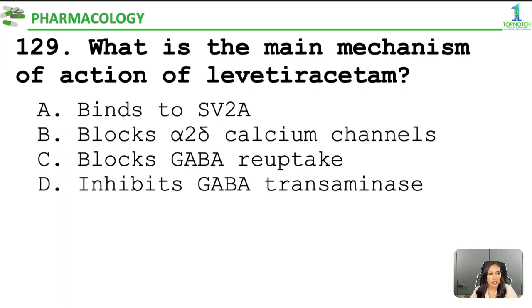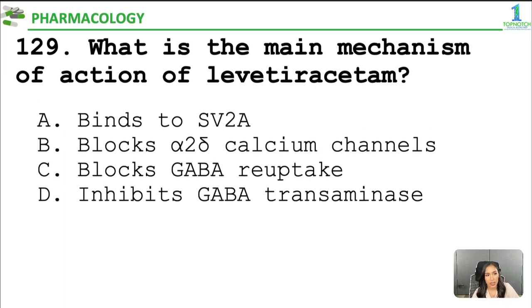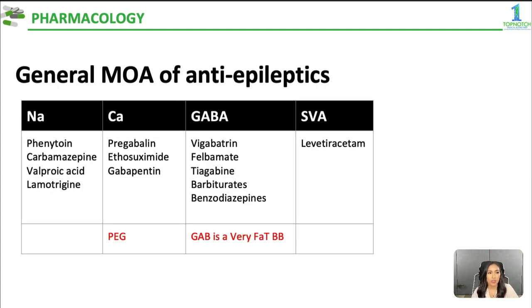129. What is the main mechanism of action of levetiracetam? It's A. Binds to SV2A. Okay? I summarized the general mechanism of action of anti-epileptics. Those that act on the sodium channel are phenytoin, carbamazepine, valproic acid, and lamotrigine. Those that act on calcium: pregabalin, ethosuximide, and gabapentin. Those that act on the GABA receptor: vigabatrin, felbamate, tiagabine, barbiturates, and benzodiazepines. And those that act on SV2A will be levetiracetam.